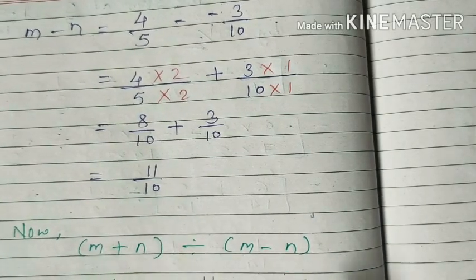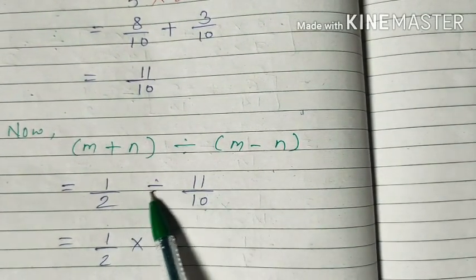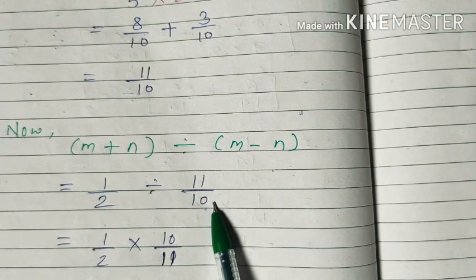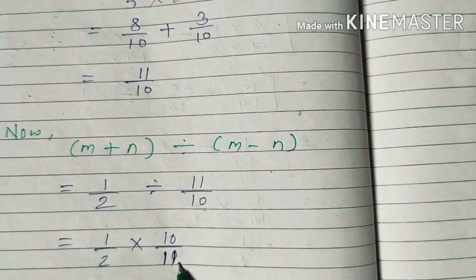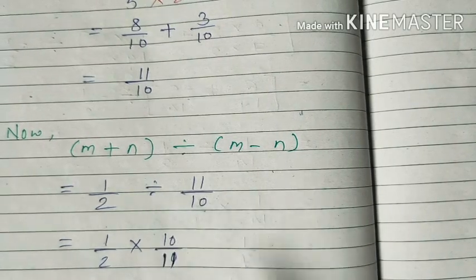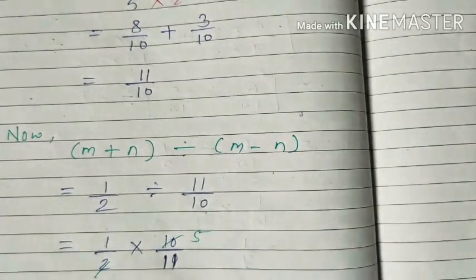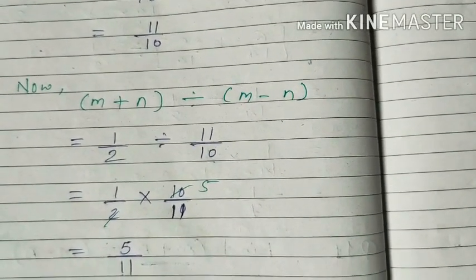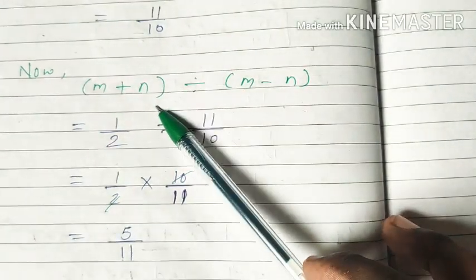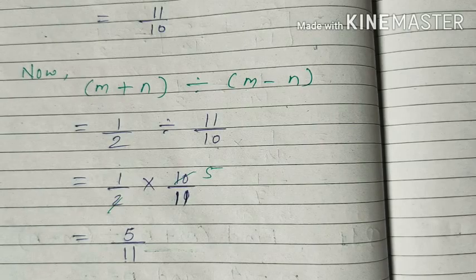Convert the division into multiplication and make a reciprocal of this. 11 upon 10, the reciprocal is 10 upon 11. So make a cancellation. 2 1s are 2, 2 5s are 10. So the final answer will be what? 5 upon 11 will be the value of m plus n divided by m minus n. Okay.